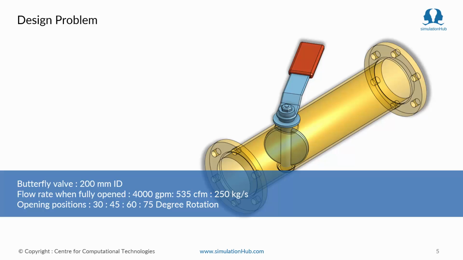So to demonstrate this integration, I have selected a simple problem. It's a butterfly valve with 200 ID. When this valve is fully opened, the flow rate is about 250 kg per second. And I want to check the performance when the opening position is 30, 45, 60 and 75 degrees. So this is a simple model. I'm going to demonstrate how we can create this CAD model on Onshape and then do a CFD simulation using Simulation Hub.